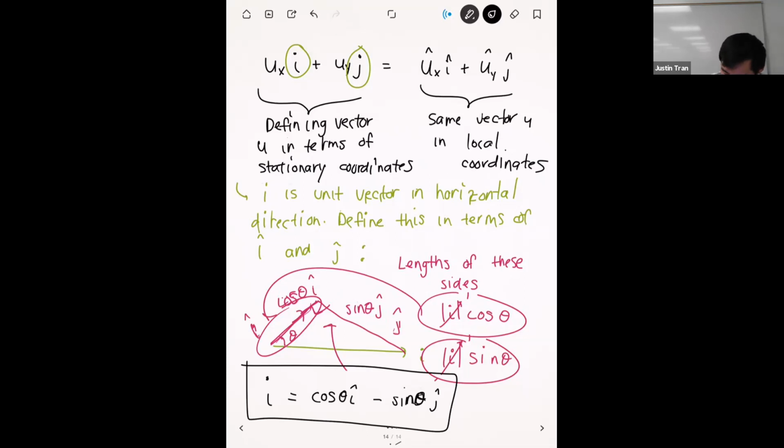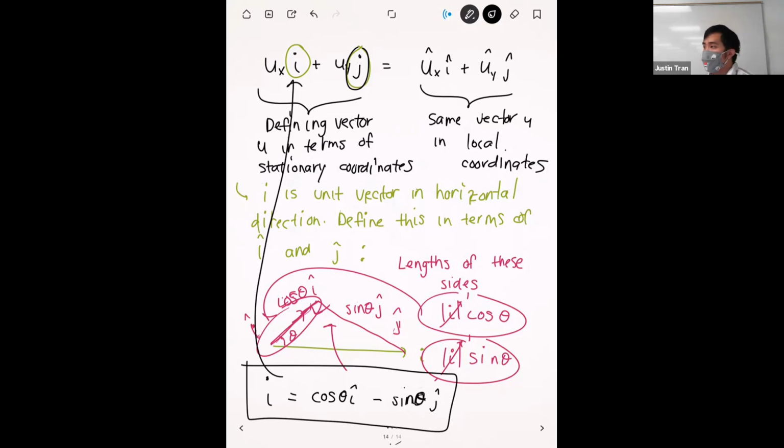What we can do from here is take this and plug it into this expression right here, and that's going to eliminate one of the unknowns in that equation. On the next page, I'm going to do the same thing for j. I'm going to form a triangle which puts the j in terms of I hat and j hat, and then we'll form an equivalence relation from that as well. Any questions on this?